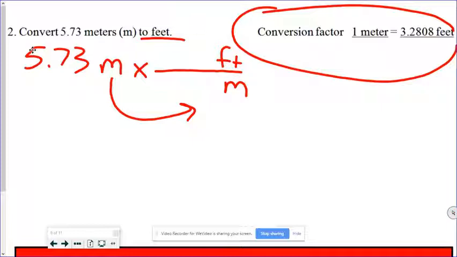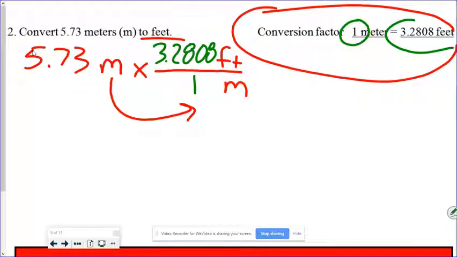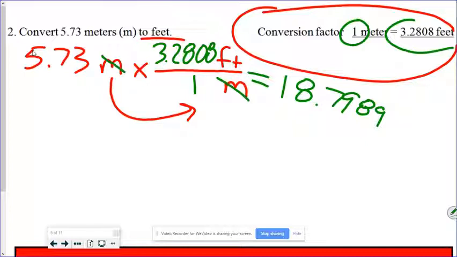What are the numbers? Well, the 1 goes with the meters, so I put a 1 with the meters. The 3.2808 goes with the feet. Pause the video, crunch that on your calculator, make sure you're using your calculator correctly. When you get this on your calculator, you should get something very similar to this. Again, when we apply sig fig rules later on, we'll talk about where to round that off. The meters label cancels out with the meters label. We're left with our label of feet.